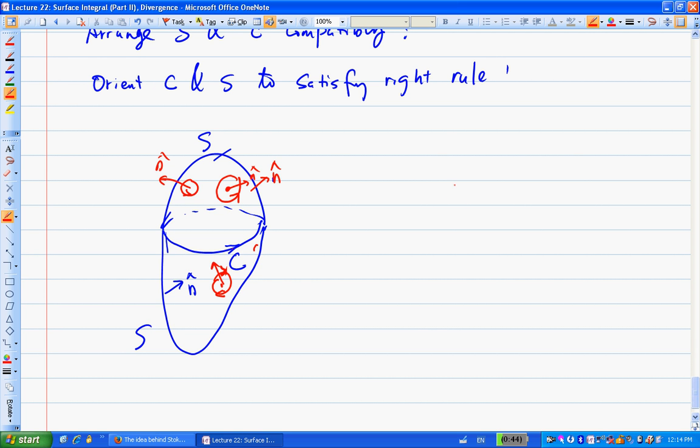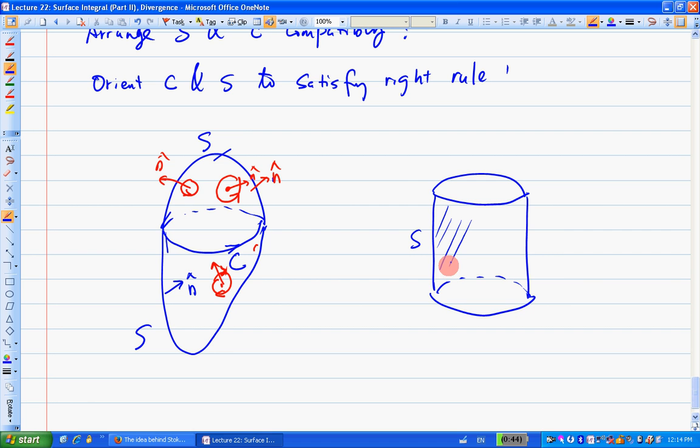Here's another exercise. I'm going to do some examples next lecture. Let's suppose I have a cylinder. Here is a cylindrical surface, and the side of the cylinder is S here. In this example, I give you the direction of S and ask you to orient C properly. Let's say my n-hat is going to be outward from the surface.